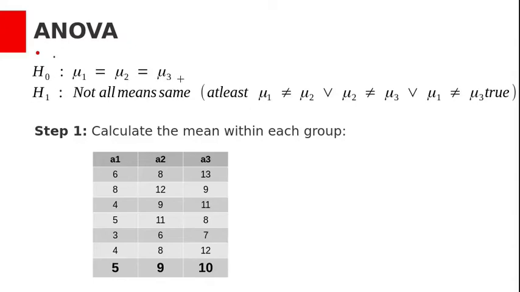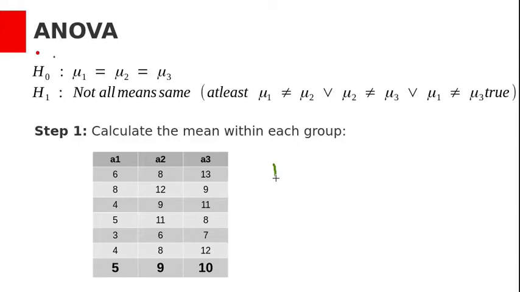Here null hypothesis is all 3 means are equal. Alternate hypothesis, not all means are same, meaning either mu1 not equal to mu2, or mu2 not equal to mu3, or mu1 not equal to mu3. Any one of these conditions is true.